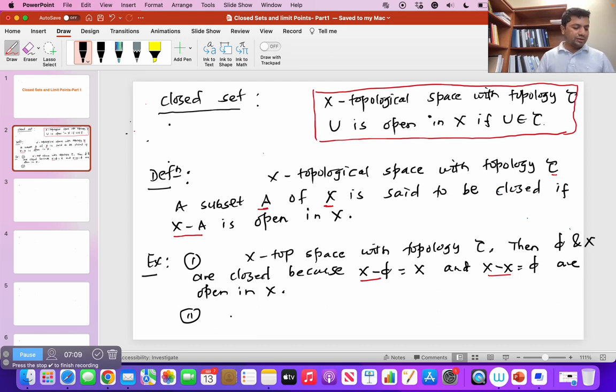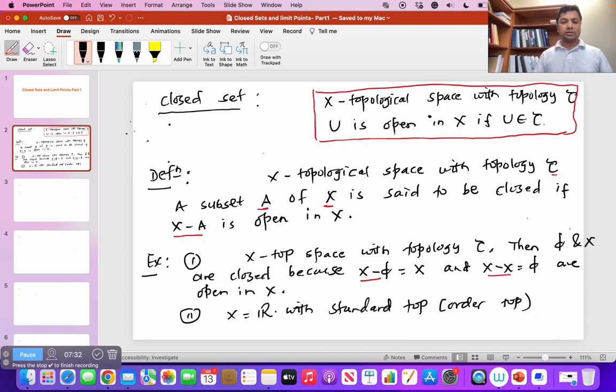Let me give you the next example. Let's say our topological space X is the set of real numbers with the standard topology, and we know that the standard topology is the same as the order topology. Okay, let's say X is the set of real numbers with the standard topology.